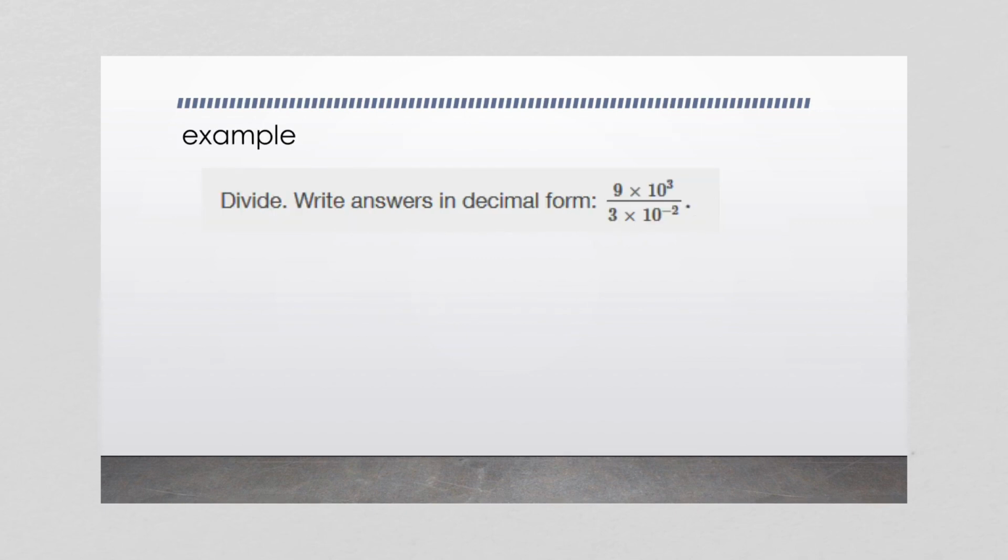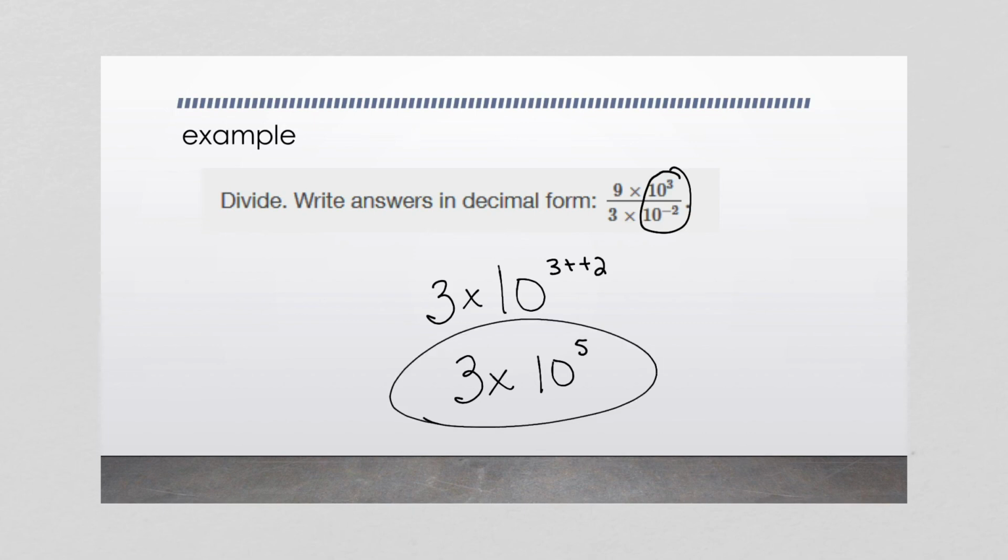All right, so what if we're dividing? Well, we use the rules for division then. So we do 9 divided by 3, which is 3. And then we have to subtract. So we've got 10 to the 3 minus negative 2, which really is 3 times 10 to the 5th power. There we go. We're done.